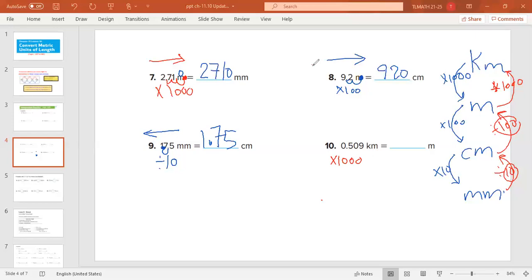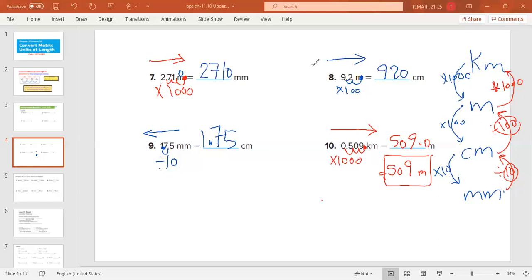Move my decimal point to the right side, 3 decimal places. So let's move it: 1, 2, and 3. So here will be my decimal point. That means the answer will be 509.50 if you want, or you can keep it as it is, 509 meter. They are the same.